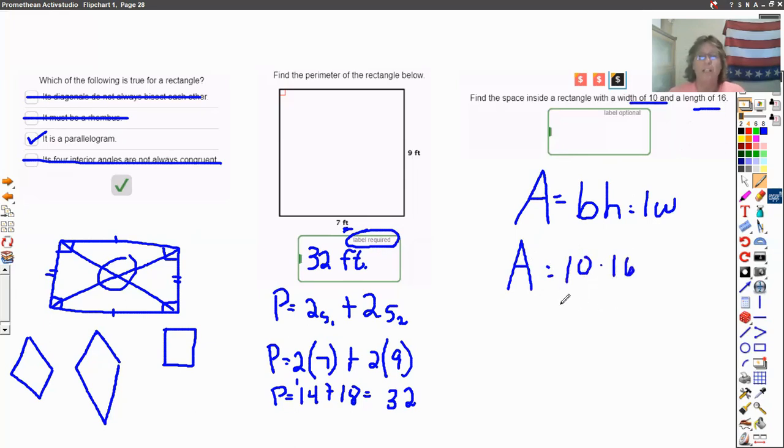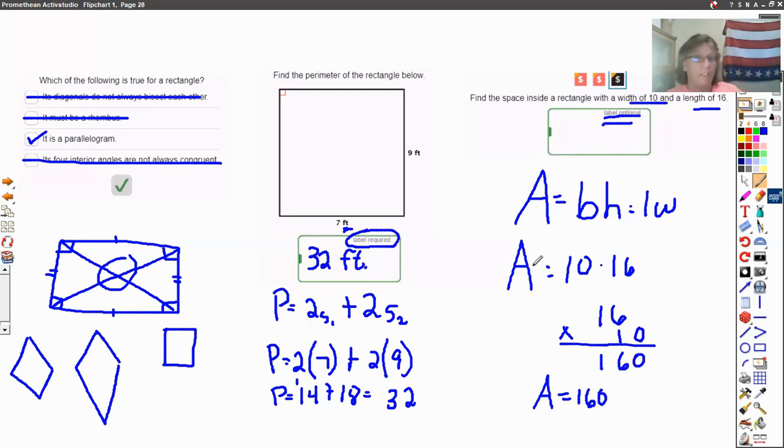Whenever I multiply any numbers that have zeros, what I do is I just offset my zeros to the side here, and then I just drop them, and then I just start multiplying. 1 times 6 is 6. 1 times 1 is 1. So the answer is equal to 160. And it says label is optional, so you won't get marked down if you don't write the label.